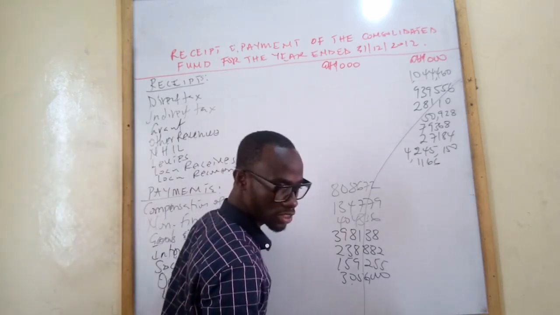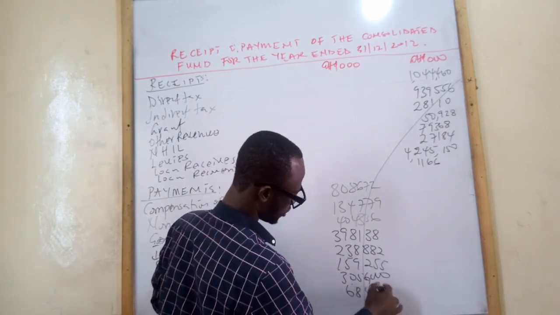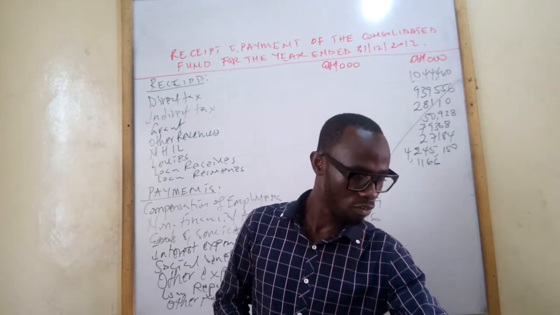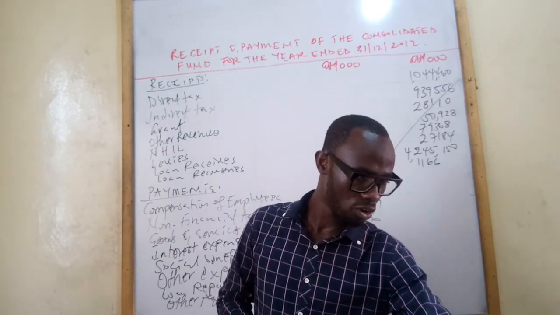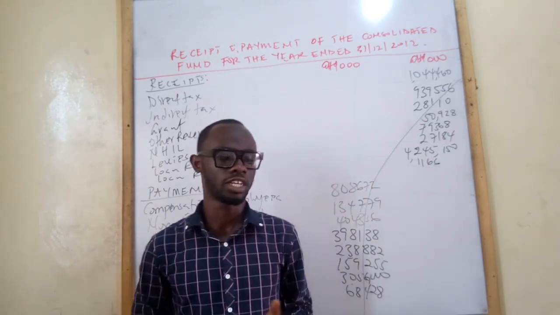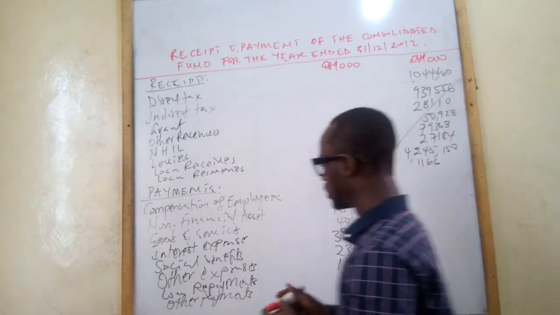And other payments there is 68,428. Then the cash at the beginning of the year for that period. So these are what you must understand in relation to the preparation of the receipt and payment accounts.